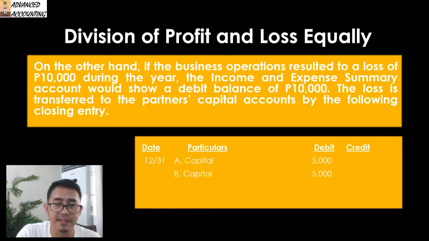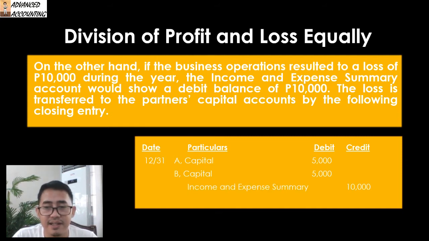In this case, we will debit the capital accounts of the partners for their share in the net loss, and we will credit income and expense summary amounting to 10,000. The effect of this entry, class, is that debiting a capital account will decrease the capital account of the partner. And we credited income and expense summary, meaning it is now closed. Originally it is a debit balance and we credited it, so after this entry there is now a zero balance for income and expense summary.